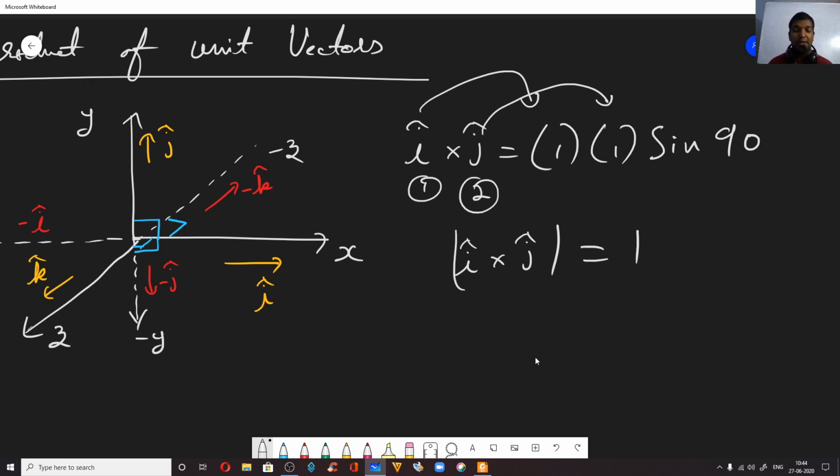It is equal to 1, but the direction is given by your right hand. In what direction is your thumb pointing? You can clearly see it is pointing towards the z axis. Now I have to define the direction of the z axis, so I'll assign this magnitude with k cap. When I assign the magnitude with a unit vector along the z axis, I'm specifying the direction of that vector. So i cross j, we'll write it as k cap.